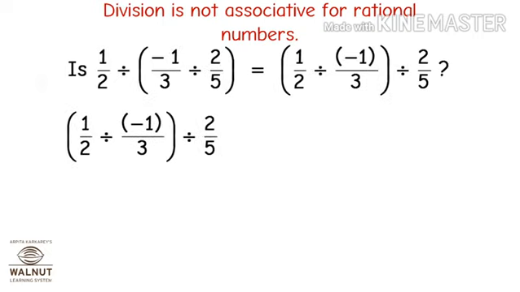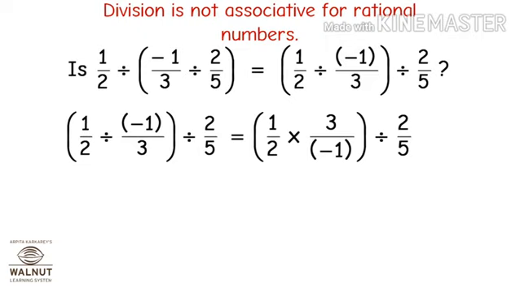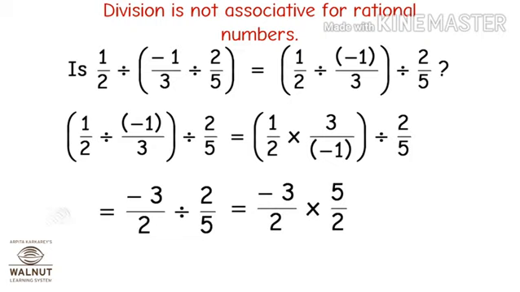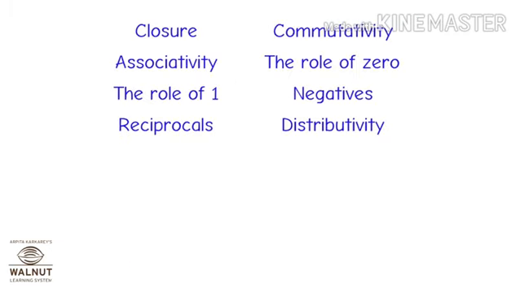Whereas (1 upon 2 divided by minus 1 upon 3) in brackets divided by 2 upon 5 is equal to (1 upon 2 multiplied by 3 upon minus 1) in brackets divided by 2 upon 5, which is equal to minus 3 upon 2 divided by 2 upon 5, which is equal to minus 3 upon 2 multiplied by 5 upon 2, is equal to minus 15 upon 4. What is closure property, commutativity, and associativity of the rational numbers?